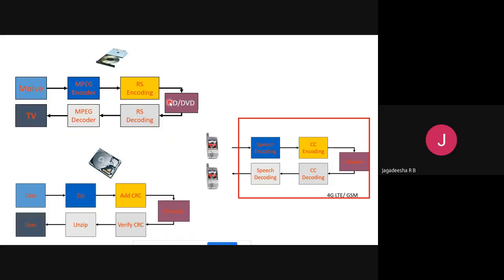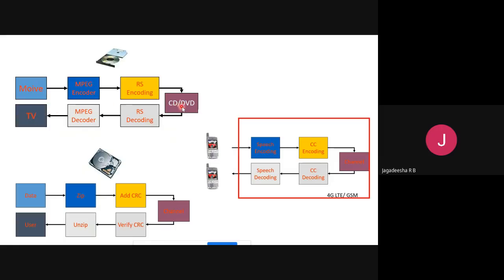So instead of a channel here, the CD or DVD itself is a channel in which data is stored. And then we want to watch this video that is stored in the CD or DVD. How do we watch it? We watch it on a TV, right?